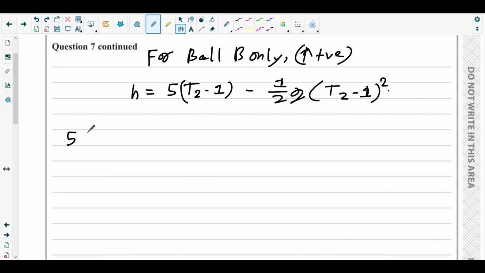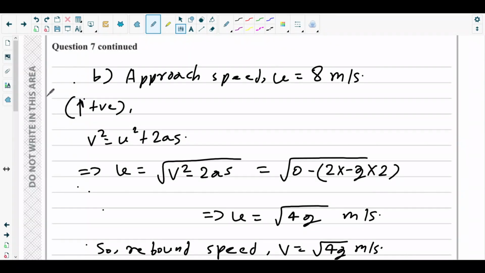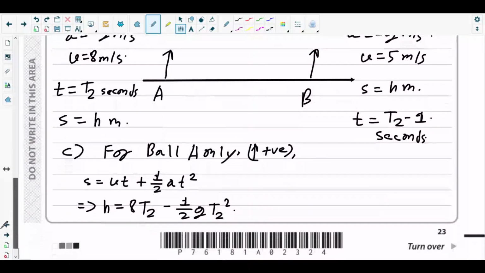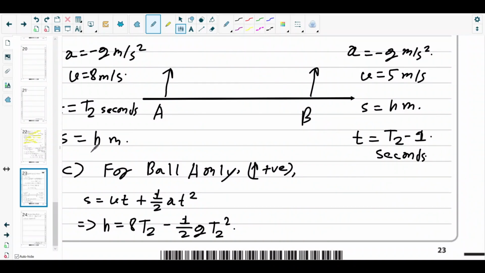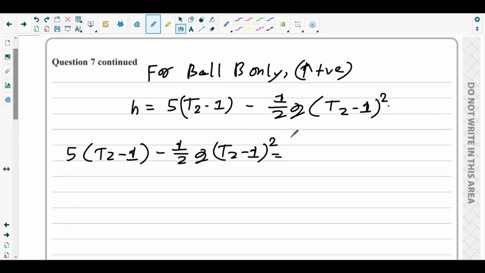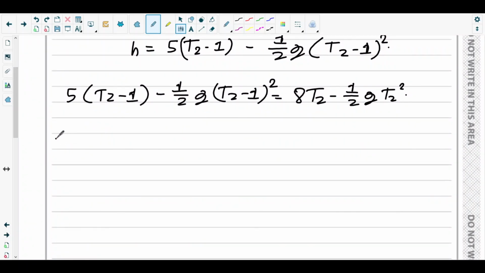So 5 times (t2 minus 1), minus half of g times (t2 minus 1) whole squared, that would be equal to this one: 8 times t2 minus half of g times t2 squared. Okay, now just solve this equation.